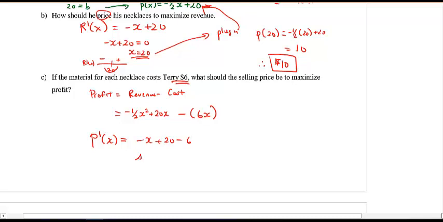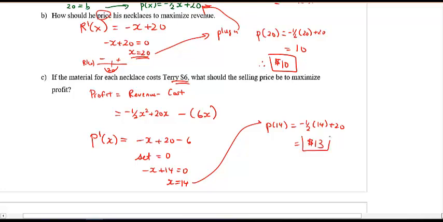And I want to set that equal to 0. And I find that I shouldn't be trying to sell 20 of them. I should only sell 14 of them. And the price, once again, that I should be charging to maximize profit, which is really how much money I really make, not revenue, would be a price of $13. And that's how calculus and business go hand in hand.